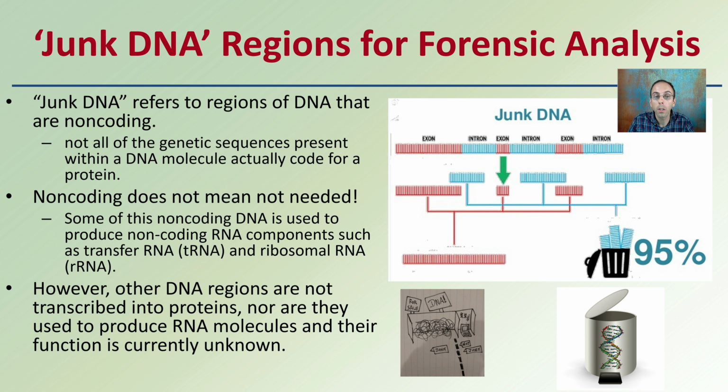Some of these non-coding DNA sequences are used to produce non-coding RNA components, such as transfer RNA, tRNA, or ribosomal RNA, which is rRNA. However, other DNA regions are not transcribed into proteins, nor are they used in the production of RNA molecules, and their function is currently really unknown. So that's why it's considered junk. Here we have our exons and our introns, and we are splicing out the introns and, quote, throwing those away, and we're keeping the exons to form the actual protein.